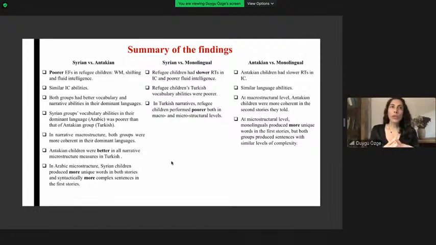But of course, this is an important finding that we need to think about, not only for Syrian children, but also for Antakyan children. Antakyan children's vocabulary and narrative abilities are also diminishing across the years. So the same pattern applies to non-refugee children as well. That's why I don't think this is related to trauma.